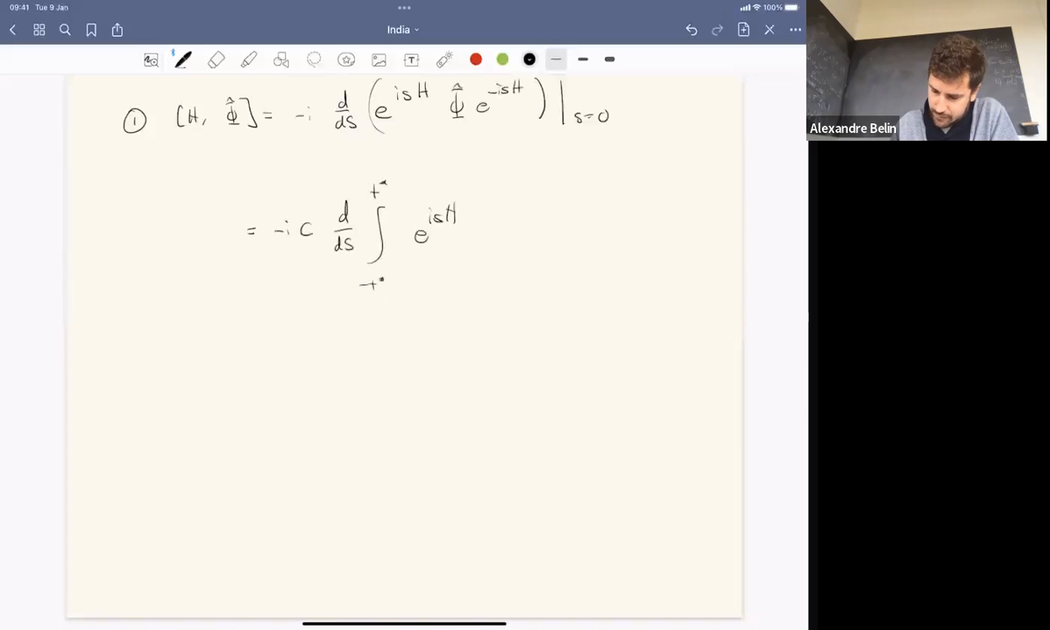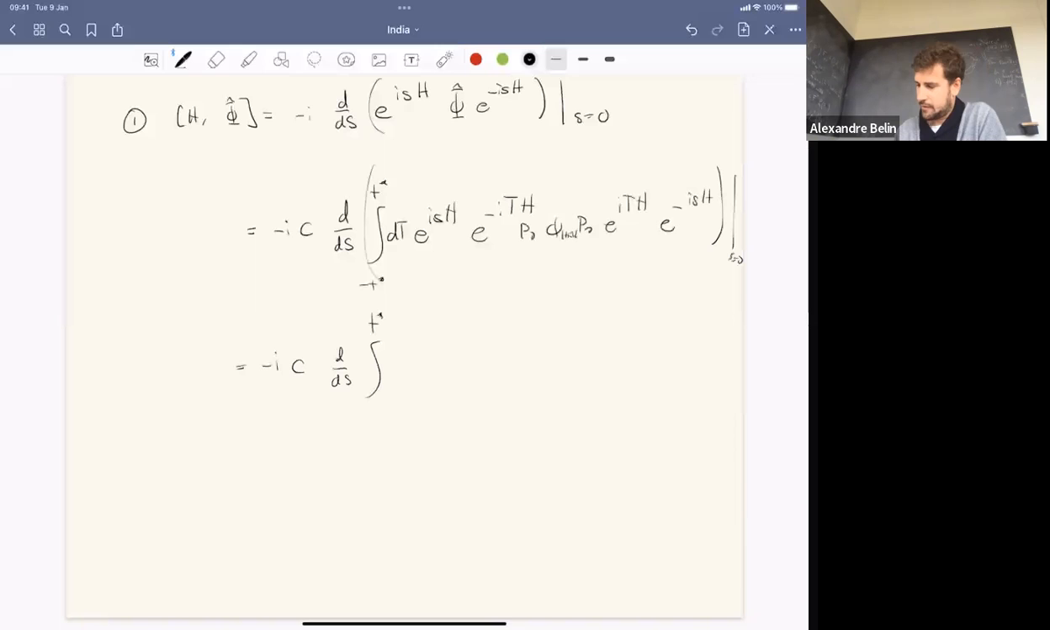Star, now you have e to the i s h, e to the minus i t h, the projector, the HKLL operator, e to the i t h, e to the minus i s h, and this whole thing is evaluated at s equals zero. And now you can just do a change of coordinates in this time integral to reduce it to the following expression. E star plus s, e star minus s. Okay, but this whole thing is evaluated at s equals zero, and by the fundamental theorem of analysis or something, this is just a boundary term.